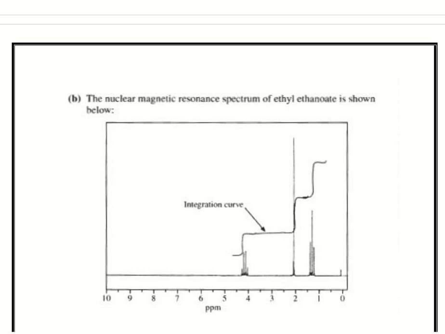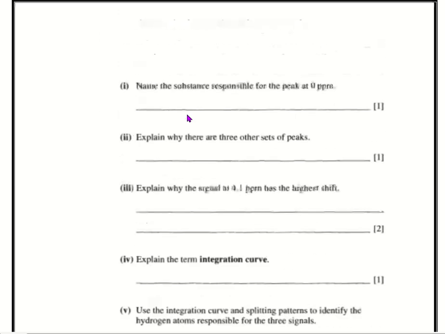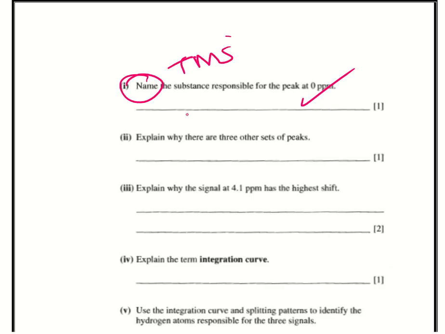Okay, let's look at ethyl ethanoate. So we'll just draw it out. It's always good to, I think, draw them out, guys. So ethyl ethanoate is here. Okay, what are they asking us to do? We've got to name the substance responsible for, well, that's tetramethylsilane. I would definitely name it. Don't write TMS, guys. Play it on the safe side.